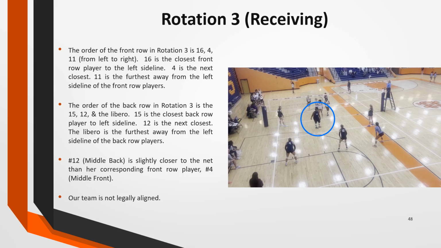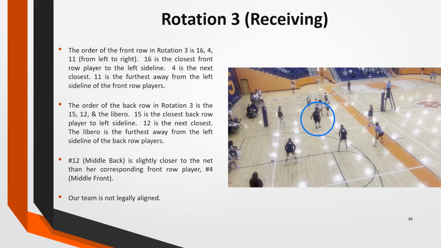Our setter, who we have circled, begins the back row order in rotation 3. 15, 12, and our libero. 15 is obviously the closest back row player to the left sideline. 12, who is diagonally behind her, is the next closest, and the libero is the furthest away from the left sideline of our back row players. We're good with our back row players.